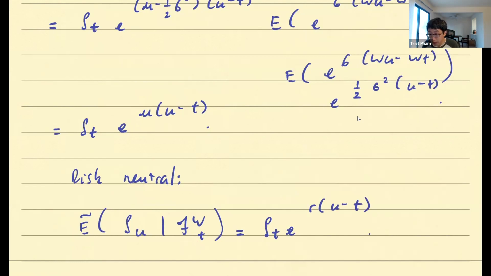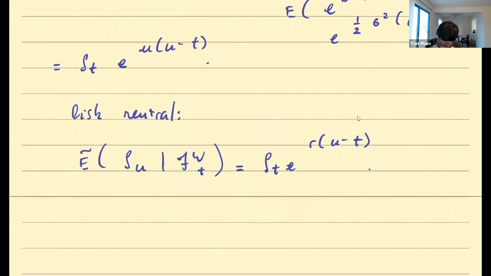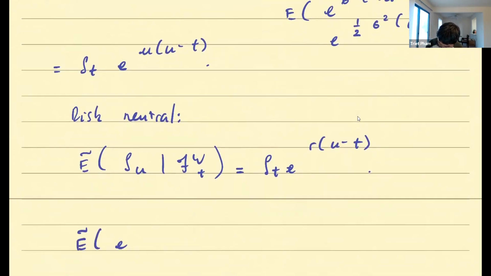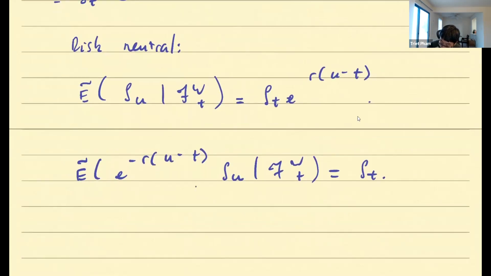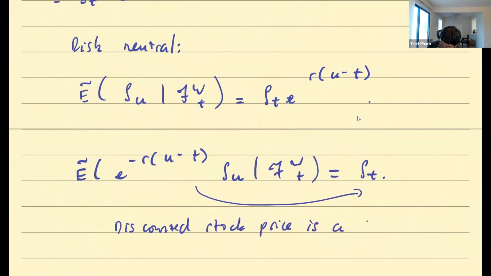But of course, because everything is the same, when I discount it, I get S_T. And so this glorious result right here is telling you that the discounted stock price is an F^W martingale under the risk neutral measure.